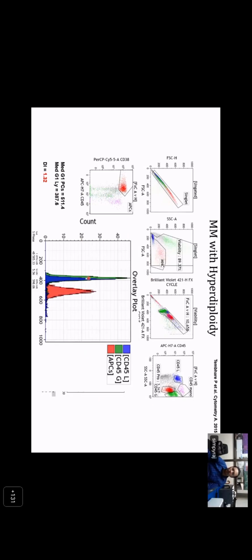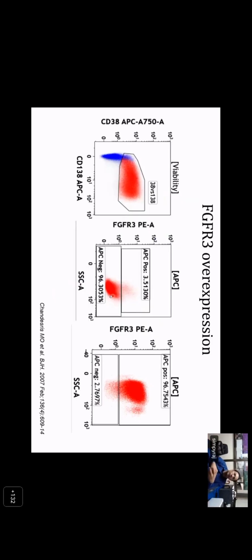And this is the close picture. You can see the granulocytes and lymphocytes showing a clearly different peak compared to the myeloma peak, which clearly shows the hyperdiploidy, indicating a high DNA index. Basically, flow cytometry binds to the DNA present in the chromosomes, so because there is an increased number of chromosomes, you have higher signals of the DNA binding dye. Also, by flow cytometry, we can identify FGFR3 overexpression, which indicates translocation 4;14.